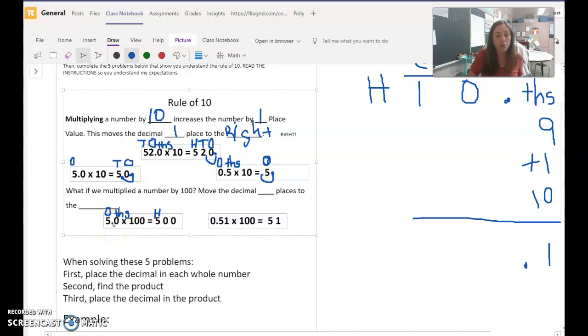It moved 2 places. And how about our decimal? Well, it started on this side of the 5. And let's label our 500. This is tens, this is ones. How many times did it move? 1, 2. It moved twice because we know that the decimal is always on the right side of the ones. So when we multiply by 100, the decimal moves 2 places to the right.